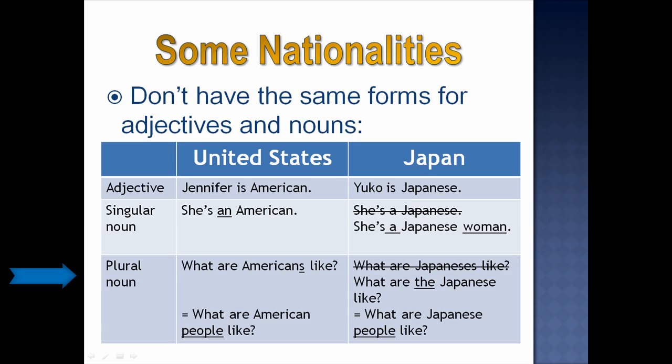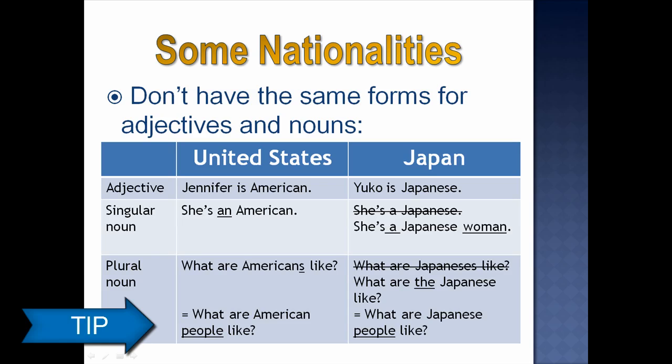Let's look at the plural nouns. What are Americans like? Again, I took the same form and I simply added a plural ending, S. Can I do this with Japanese? No. It is incorrect to say what are Japaneses like. I could say what are the Japanese like, using the definite article.